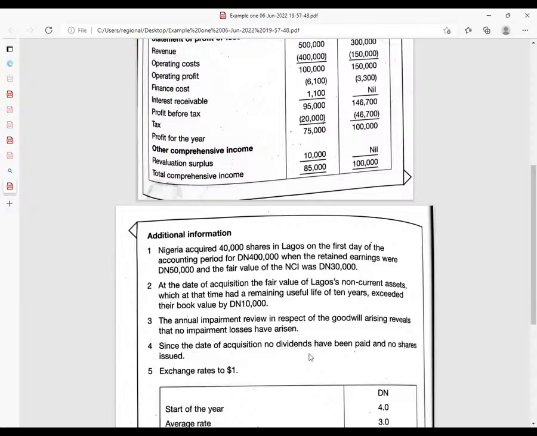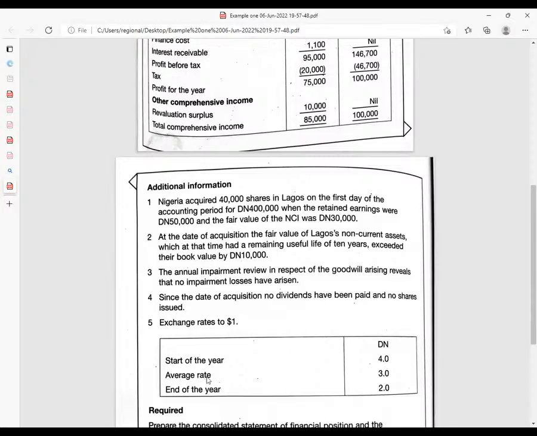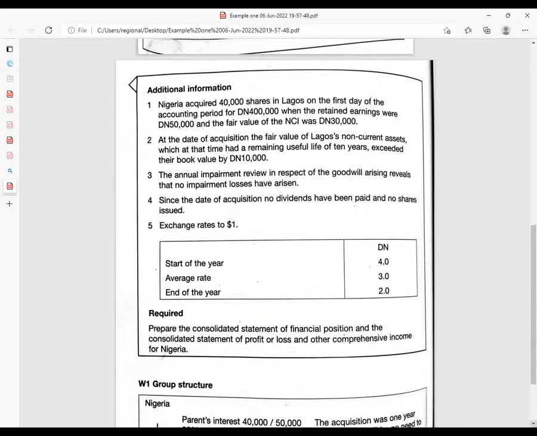We can see the exchange rates to dollars. We have the start of the year rate, the average rate for the income statement items, and the end of the year rate for the balance sheet items, assets and liabilities. So they want us to prepare a consolidated statement of financial position and a consolidated statement of profit or loss and other comprehensive income for Nigeria.